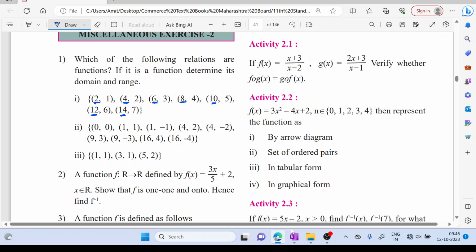Okay. So 2, 4, 6, 8, 10, 12, 14. So we'll assume that it is all only one time. That means this has to be a function. They have not given us the set A. Probably दिया भी रहेगा, पता नहीं मुझे. They have not given us what is A. They have not given us what is B also.